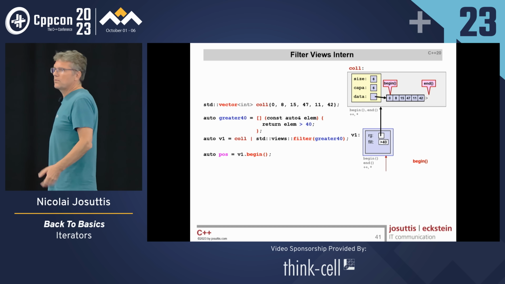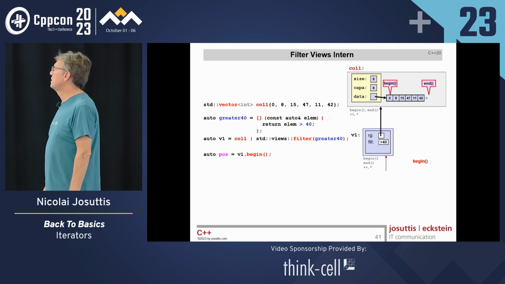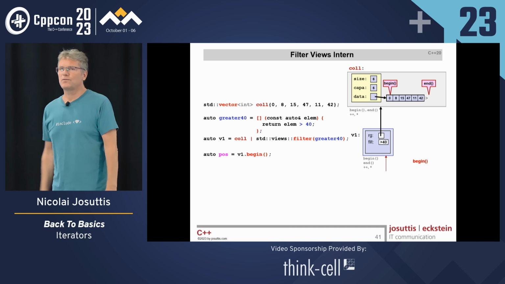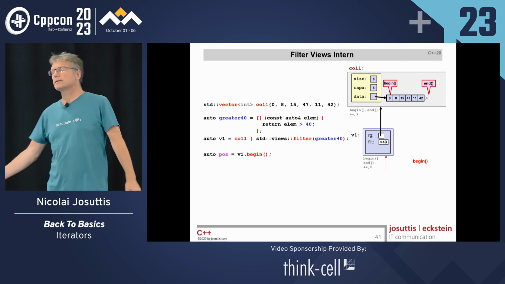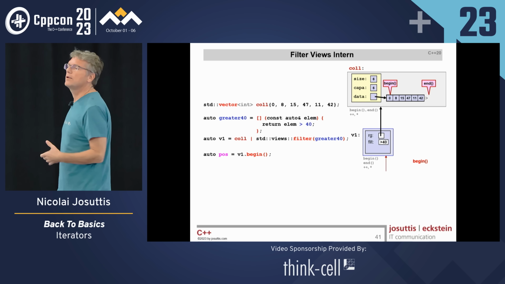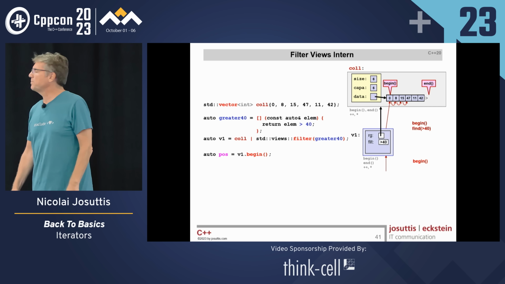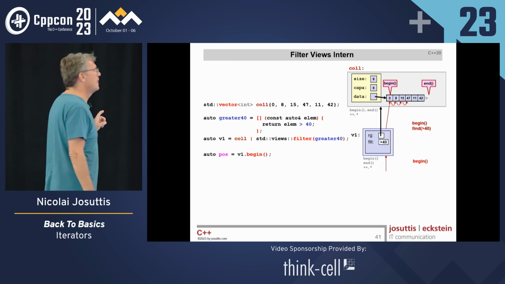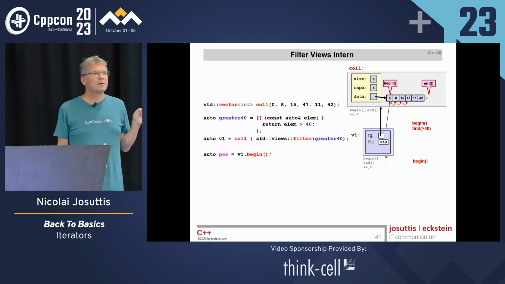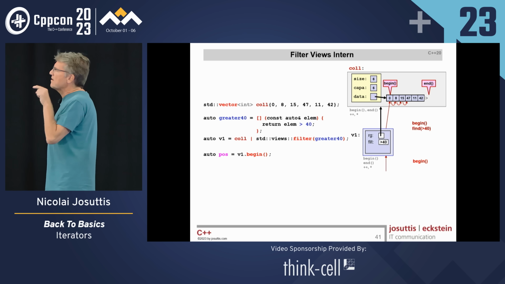Now, if the range-based for loop calls begin here, then we go to the view. The view says, oh, you want to have the first element? Good. Now, let me tell you that. I will find it on my reference collection. That's begin. But wait a minute, we have a filter here. The first element I cannot accept. So that's not valid.